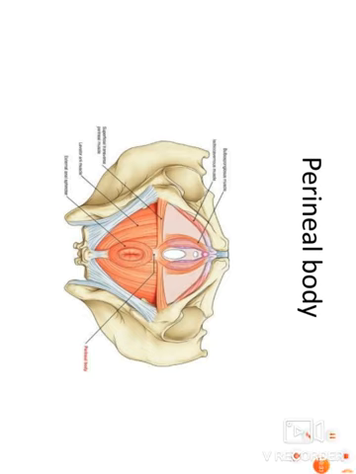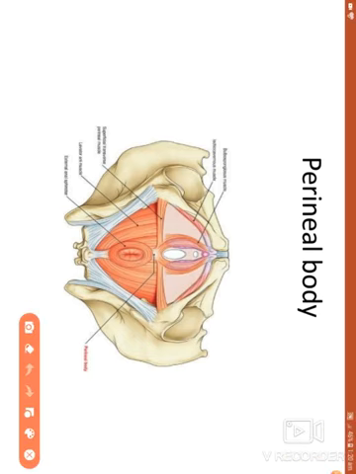Then, in addition, one important support is the perineal body. What you are seeing is the pelvis and the perineum from the inferior aspect. Here you can see the anal sphincter, the vagina, and the urethral orifice. This perineal body is a fibromuscular node present between the vaginal orifice and the anal orifice.